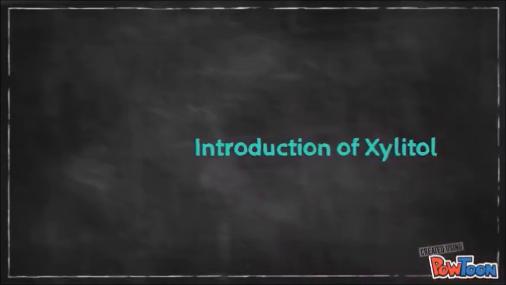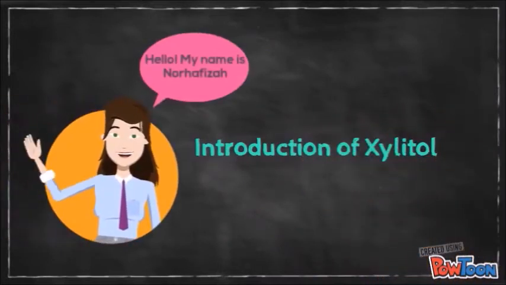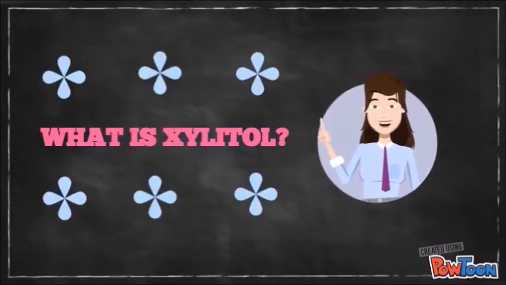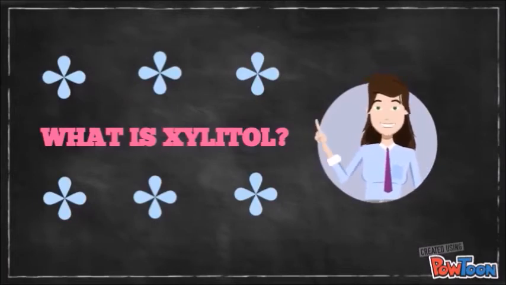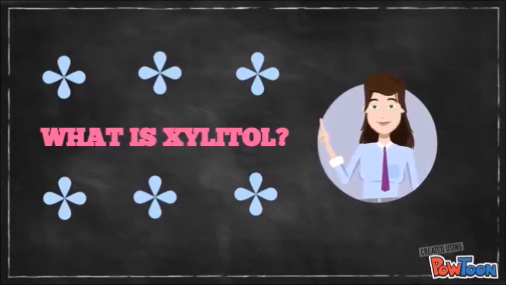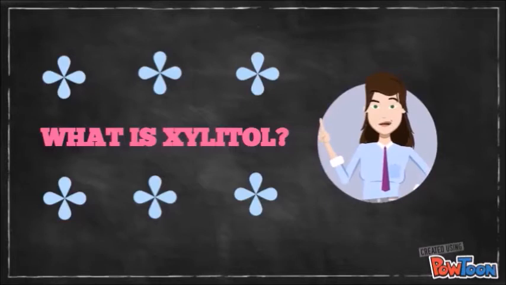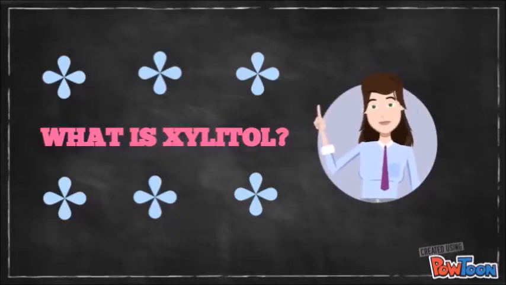Hi, my name is Nur Hafiza. Today I'm going to make some introduction about xylitol. So guys, what is xylitol? Xylitol is a 5-carbon sugar alcohol, a natural carbohydrate that occurs freely in certain plants and also in our body. Xylitol can be found in fruits such as strawberry, plums, raspberry, and also vegetables such as cauliflower. But it can also be found in corn cobs and beech tree.